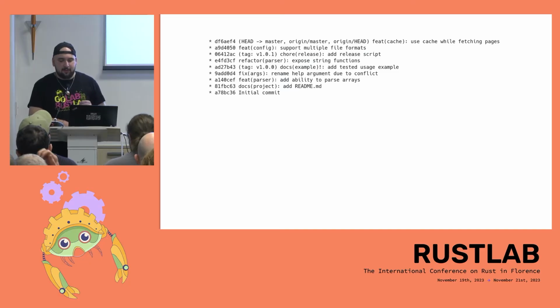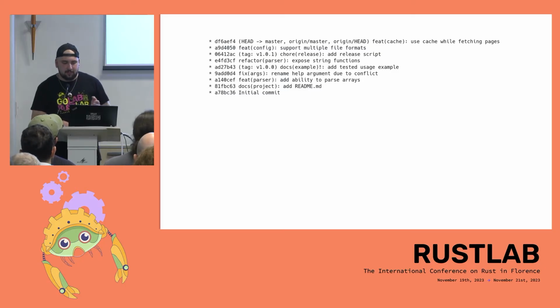Let's take this Git history as an example. It's the output of git log and some formatting. And you can see here there are some commits. It follows the conventional commits specification. There are 2 tags, and it's not a big project, so to speak. It's just a couple of commits.